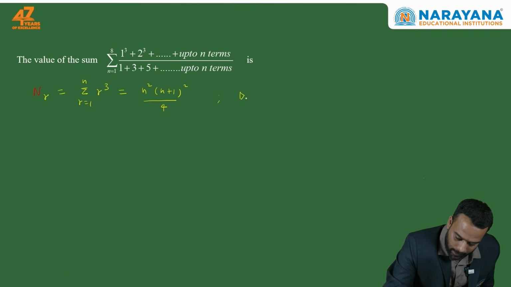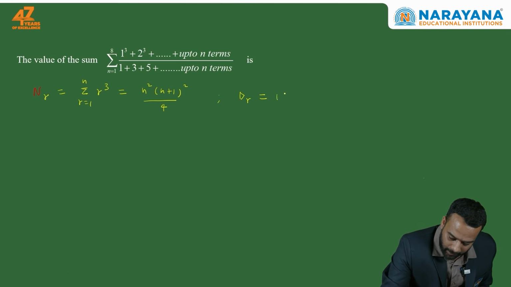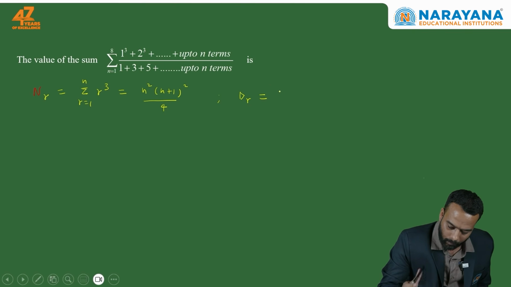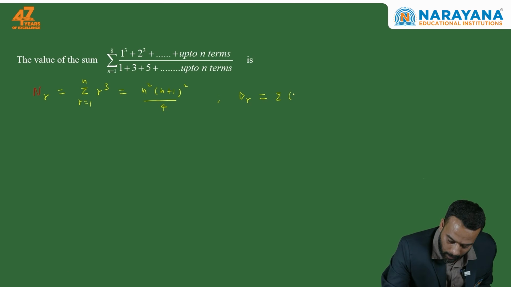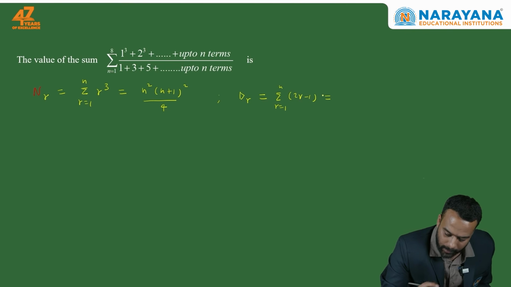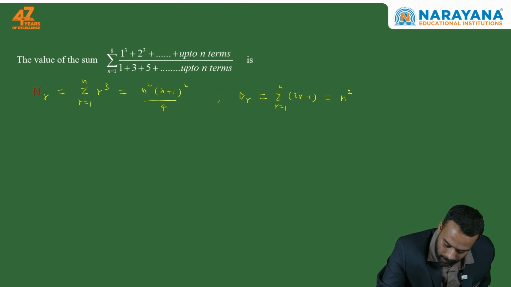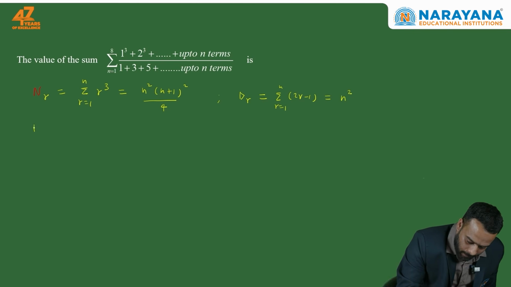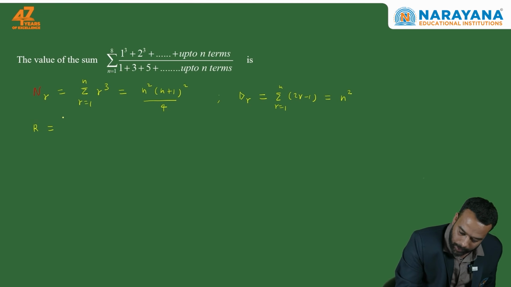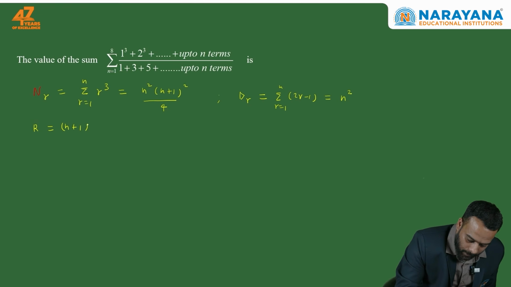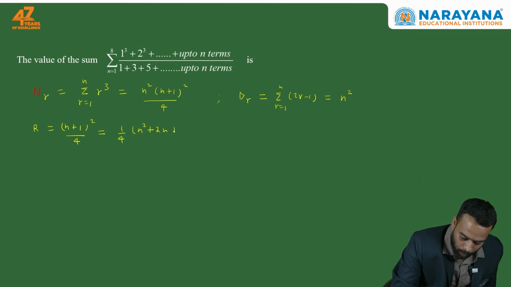Similarly, if we look at the denominator inside the sigma, we are having sigma of 2r minus 1 from r equals 1 to n, which is nothing but the sum of n terms of AP. Okay, so we are having the result for that as n square. So now if we see, our ratio inside the summand is going to become simply (n+1) whole square by 4, which is going to become 1 by 4 (n square plus 2n plus 1).